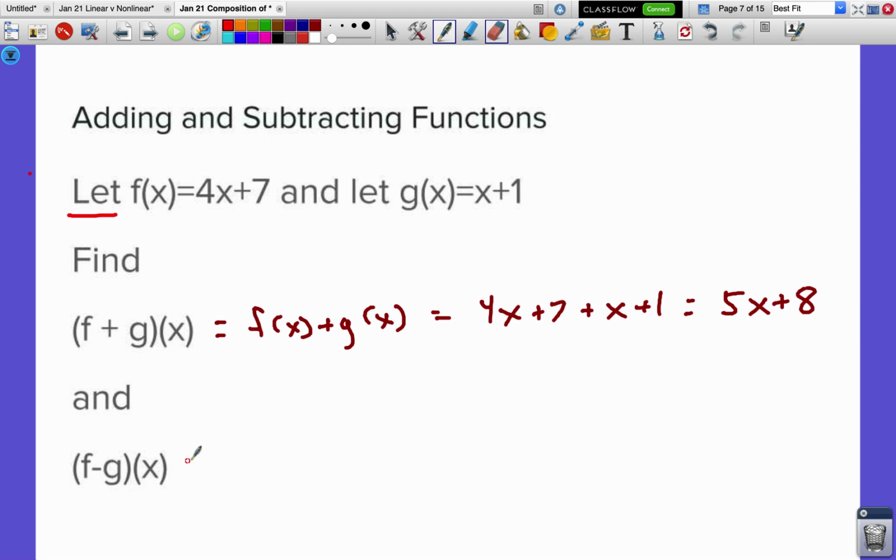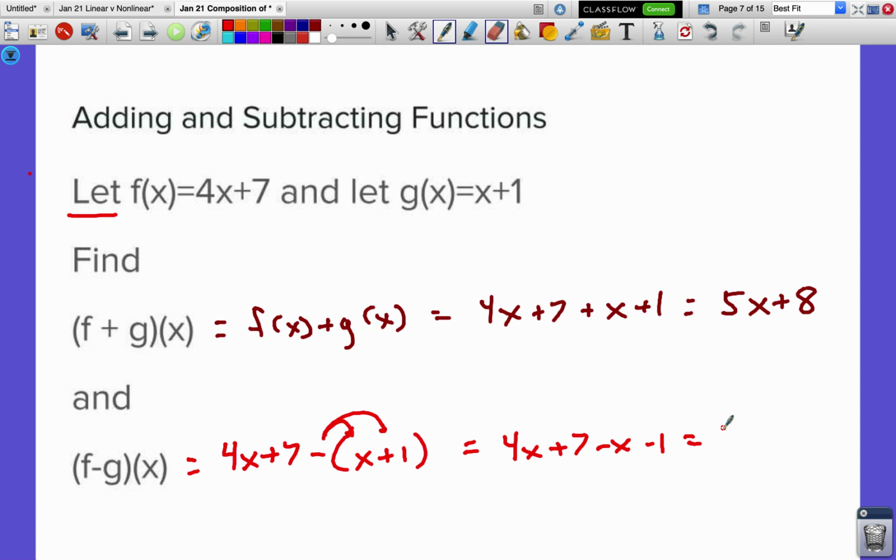f minus g of x. Well, let's shortcut it. That's going to be 4x plus 7 minus, keep this in parentheses, x plus 1. Distribute the negative here, and we get 4x plus 7 minus x minus 1 equals 3x plus 6.